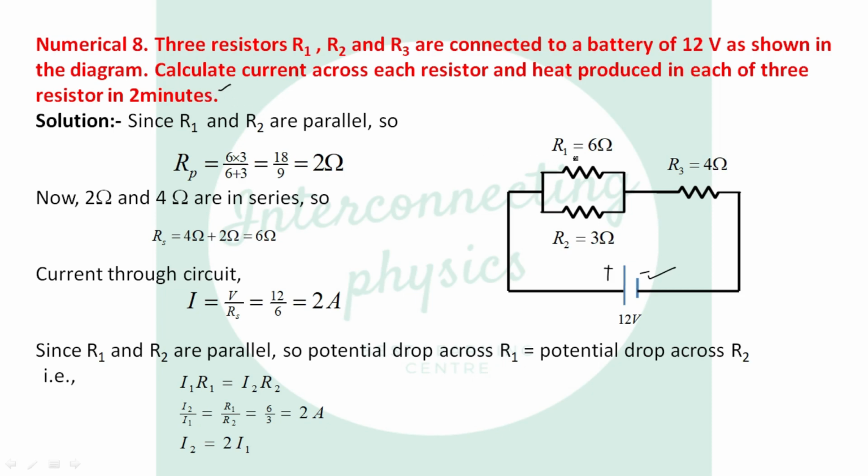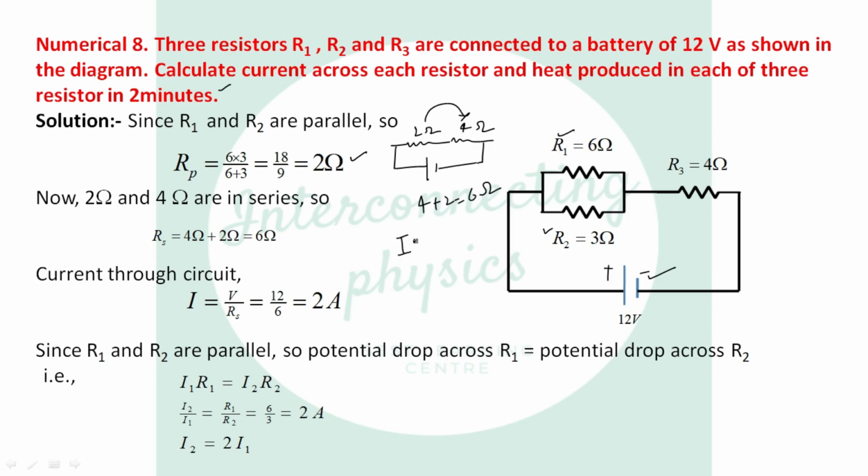Okay. Now you see R1 and R2 are parallel. So the answer will be 6 into 3 divided by 6 plus 3, which is 18 divided by 9, so 2 ohm. So the equivalent diagram will be this 2 ohm and this R3, 4 ohm, and they are connected to the battery. Now they are in series. So the answer is 4 plus 2, which is equal to 6.